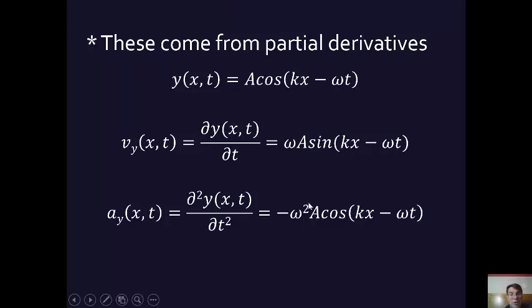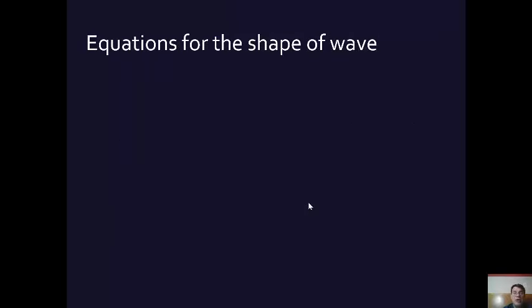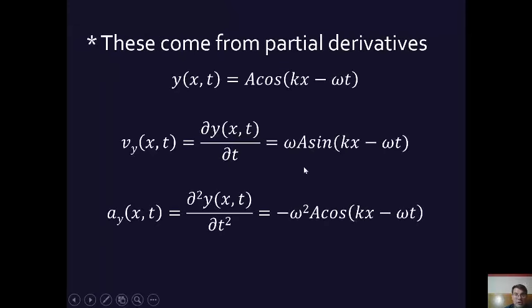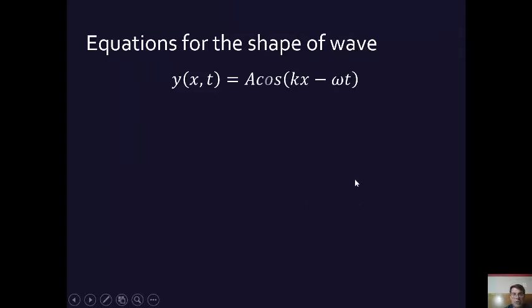Partial derivatives. If you know how to do partial derivatives, it's very straightforward, very easy. Okay, now these are all partial derivatives with regard to time, treating this as a constant. We can also do partial derivatives with regard to x and treat the time as a constant. And so if we do that, we're going to get equations for the shape of the wave. So this again is our starting formula for the position as it varies. If I take a partial derivative with regard to x, then I'm going to get an equation for the slope of the wave at every point.